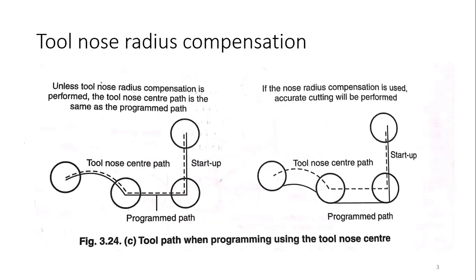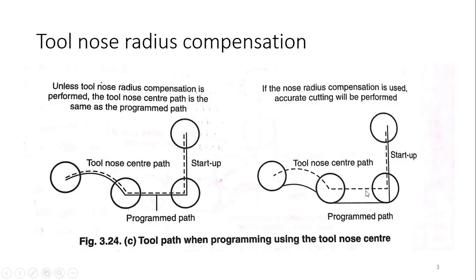Clear? So for example, see the difference unless tool nose radius compensation is performed, and if the tool nose radius compensation is used. Clear? You write the program according to the center of the tool. But if you perform the same program over here, the tool center would be here, and it would pass throughout your job. So it would damage your job, it will make it wrong.